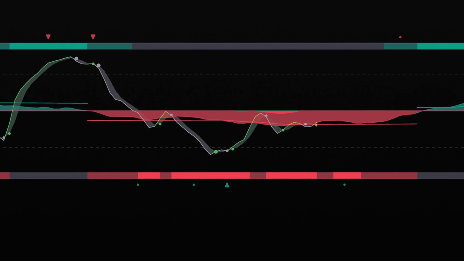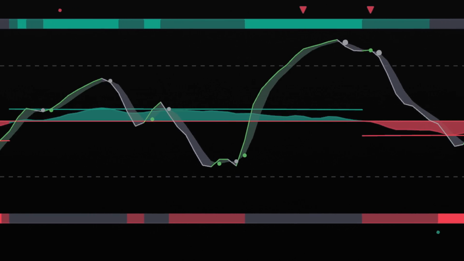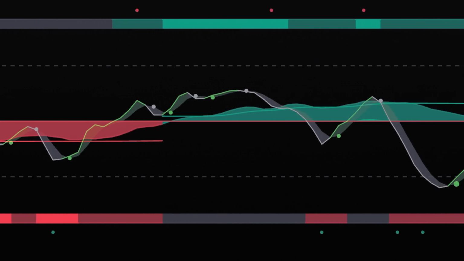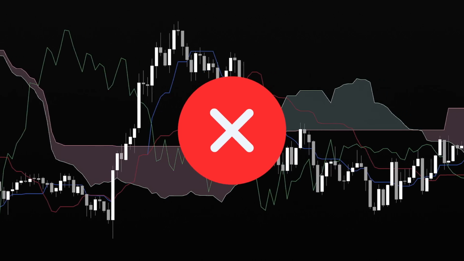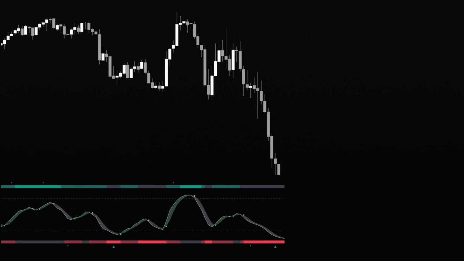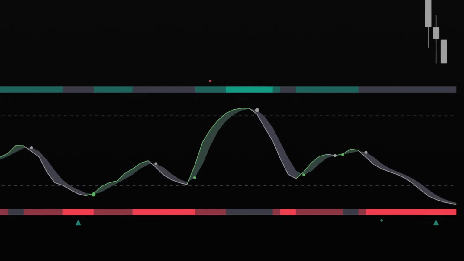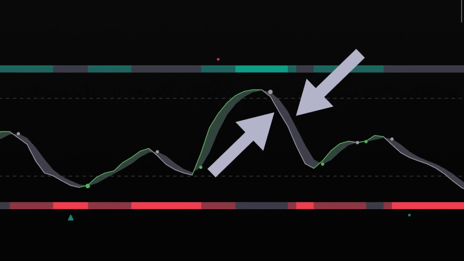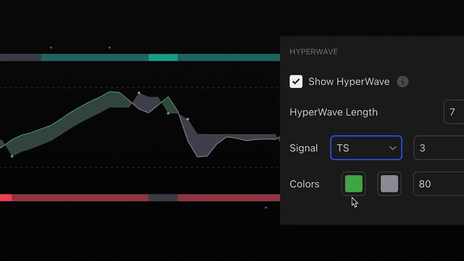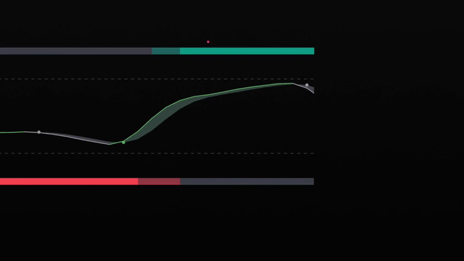That's where the Hyperwave comes in. The Hyperwave is a normalized, adaptive oscillator designed to capture price trends with precision, without all the noise that plagues traditional indicators. It's your go-to tool for spotting both trends and reversals, and it's made up of 2 components: the Hyperwave line and the signal line. The signal line is your trigger mechanism. It can be configured as either a simple moving average or a trailing stop function, and when it crosses above or below the Hyperwave, a small dot is plotted, highlighting potential turning points.